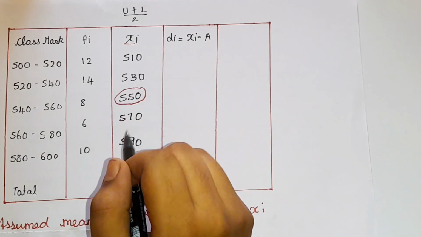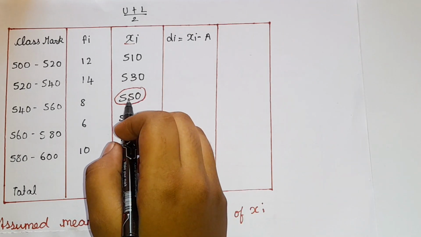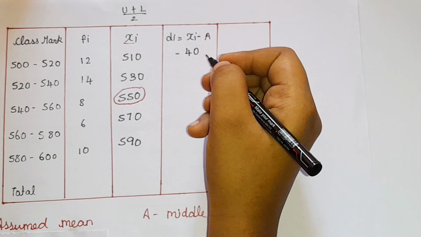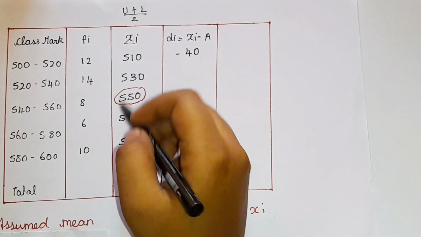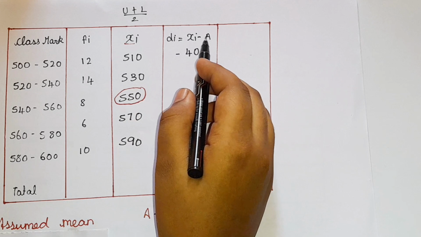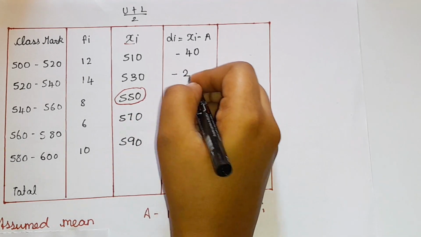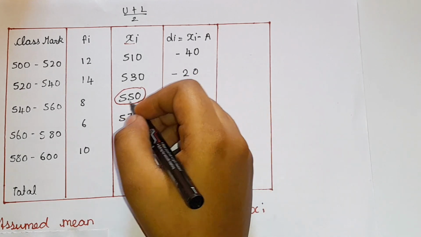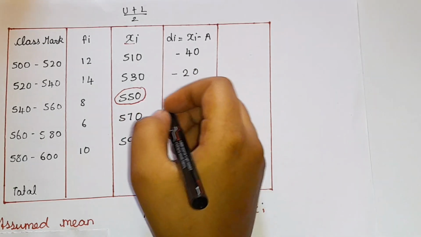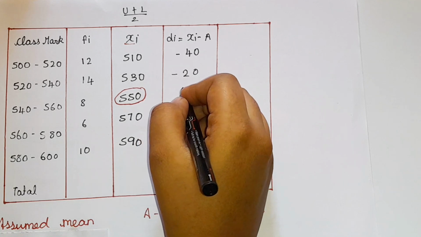According to di, di is equal to xi minus a. Here we have xi and we know a as well. So 510 minus 550 is minus 40. Like that we are supposed to do. Next, xi is 530 minus a, which is 550. When we subtract, we will get minus 20. Then next we have 550, and 550 minus average, average is 550 only.